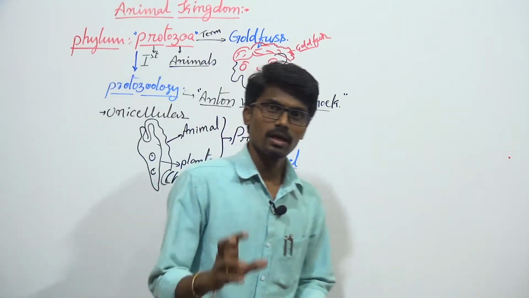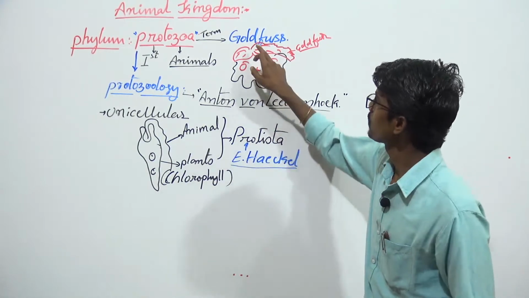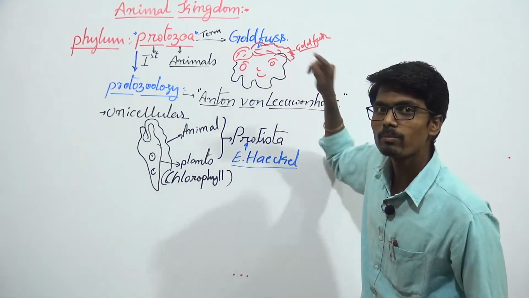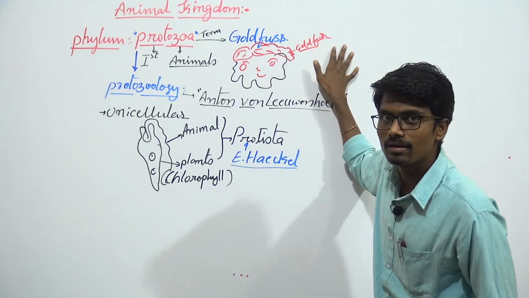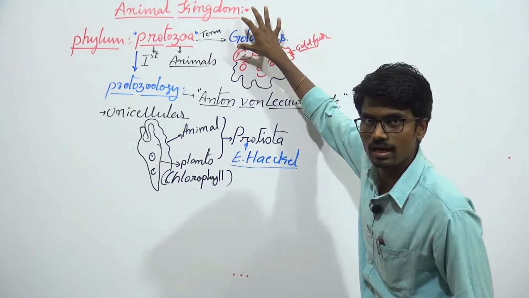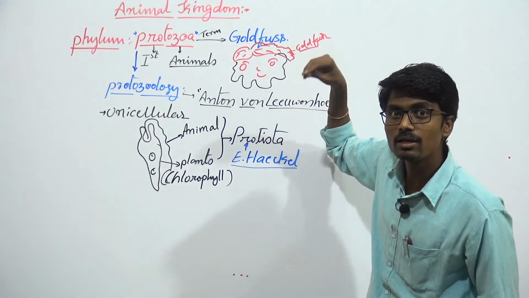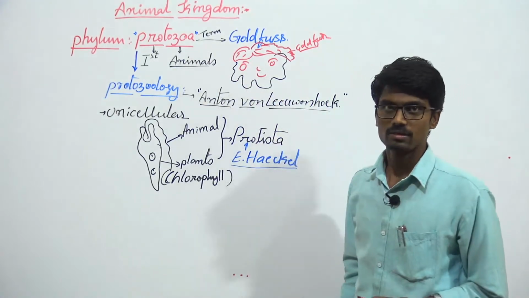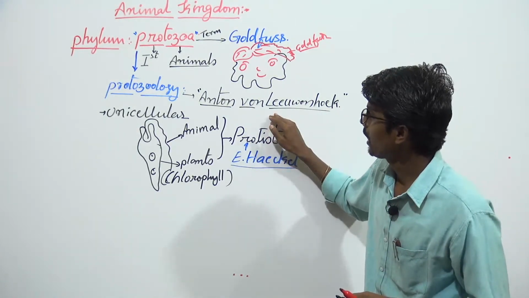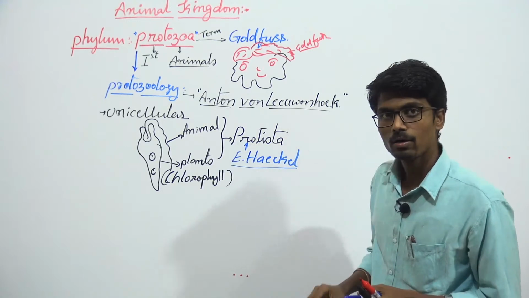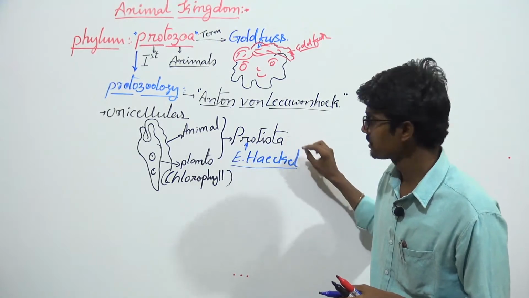And dear students, here you must remember three important scientist names. One is Goldfuss. Goldfuss is a scientist who invented the term protozoans. And who is the father of protozoology? His name is Anton Leeuwenhoek. Who grouped these protozoans under kingdom Protista? Ernst Haeckel.